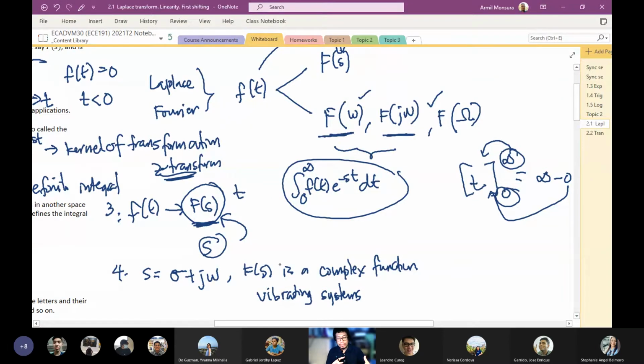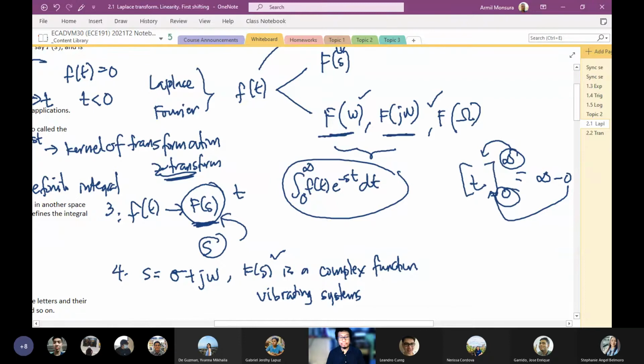The good thing about the Laplace transform is that it can show or solve problems having multiple dimensions, or having two dimensions hidden in the mathematical expression that describes a system or a problem. So that is where we can take advantage of F of s being a complex function.